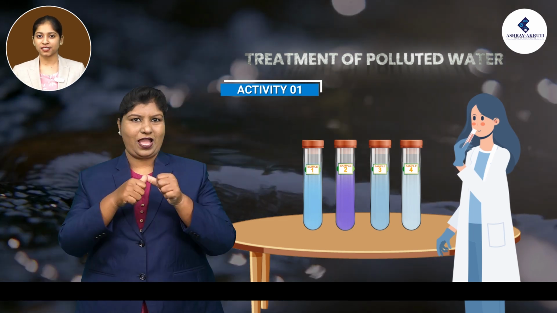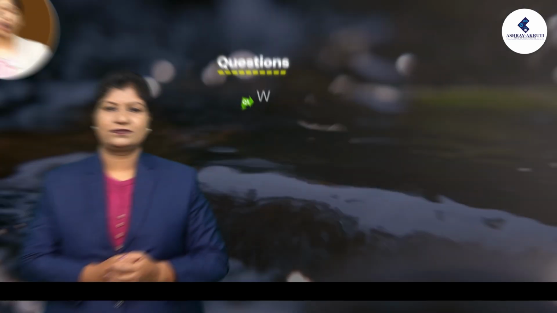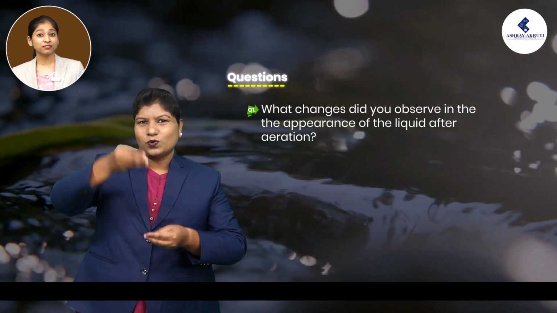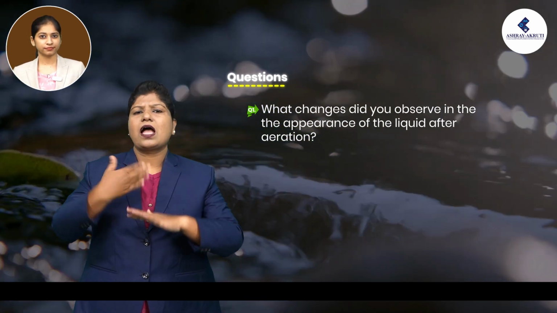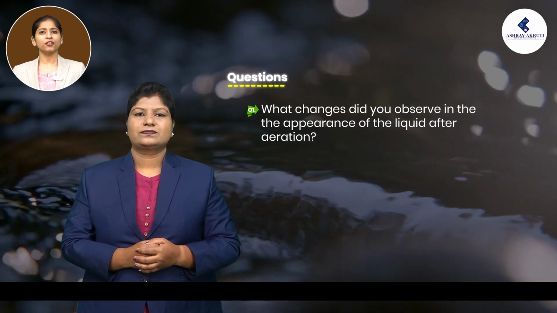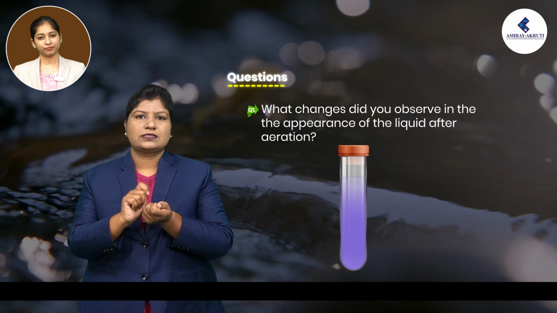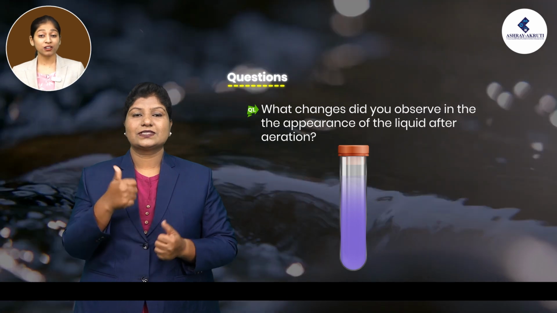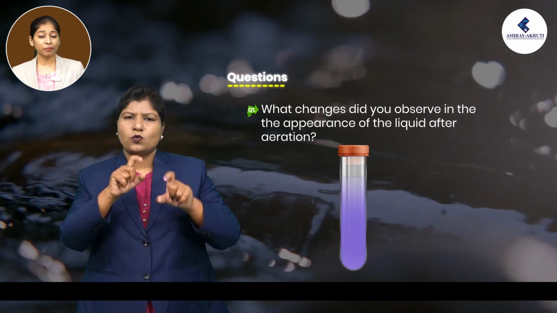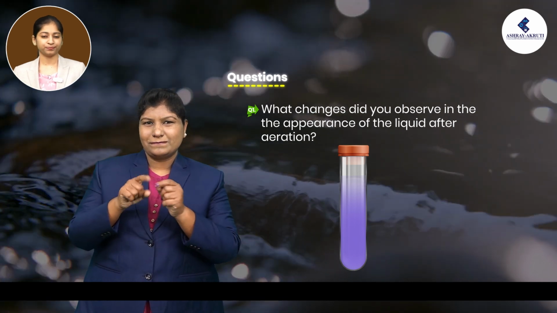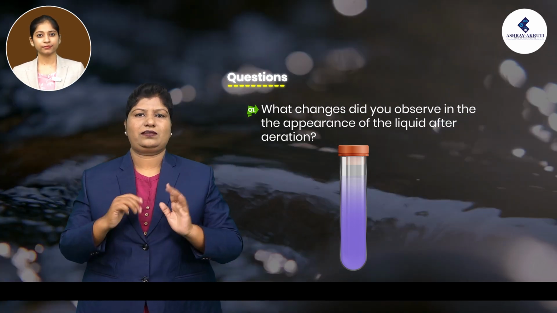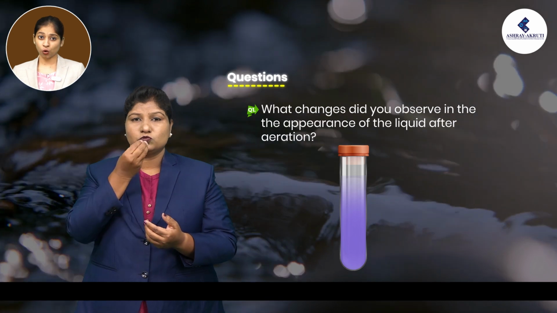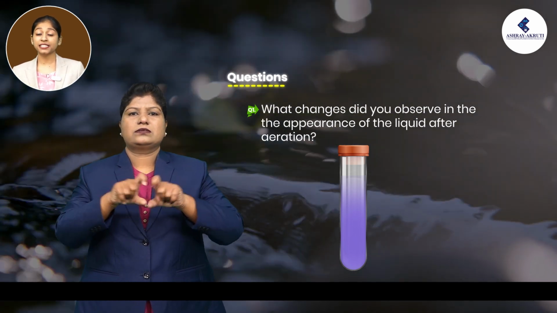Now answer the following questions. What changes did you observe in the appearance of the liquid after aeration? The color of the liquid is changed after aeration. Air is pumped into clarified water to allow the aerobic bacteria to grow. These bacteria consume human waste, food waste, and soap, which clean the water and change its color also.